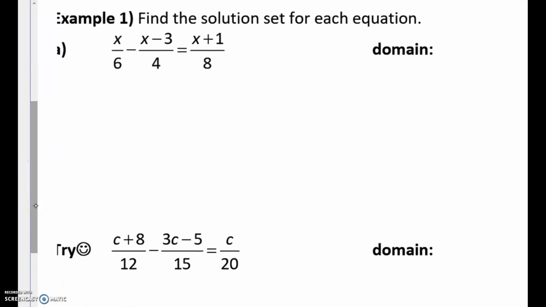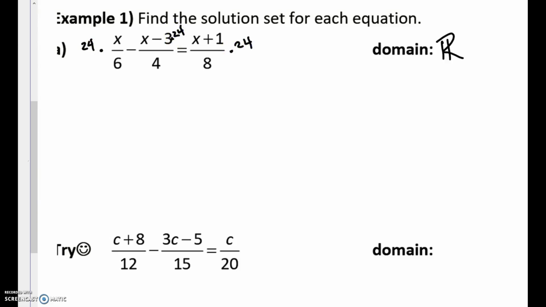So let's look at this first one. When I look at this, I have denominators of 6, 4, and 8. None of those can ever equal 0, so my domain I already know is all real numbers. We like that one. My least common denominator is 24. So what I want to do is multiply each piece of this by 24. So I'm going to multiply this by 24, I'm going to multiply this by 24, and this by 24.